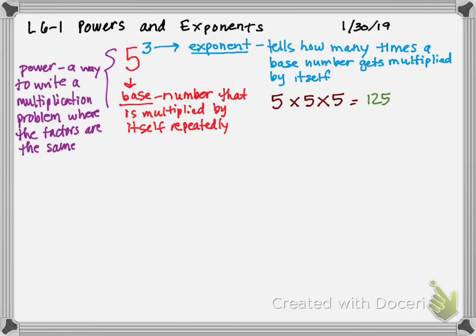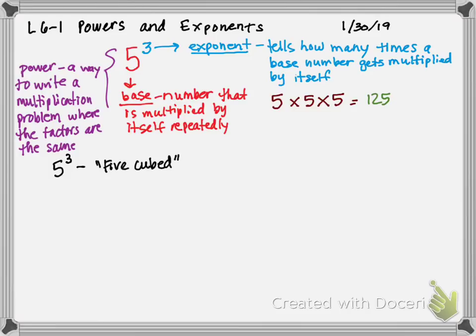So the base is the number getting multiplied by itself. The exponent tells us how many times to multiply a number by itself. When I put the two together, that is called a power. Now, this 5 with an exponent of 3 is read a certain way. It's read as 5 cubed.